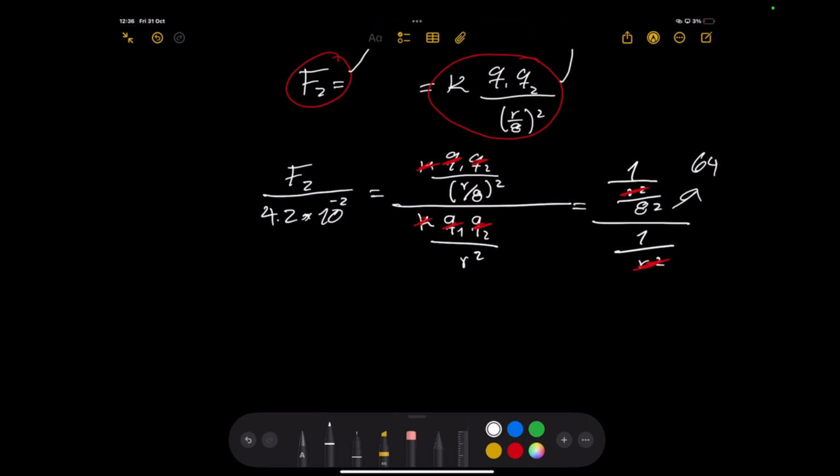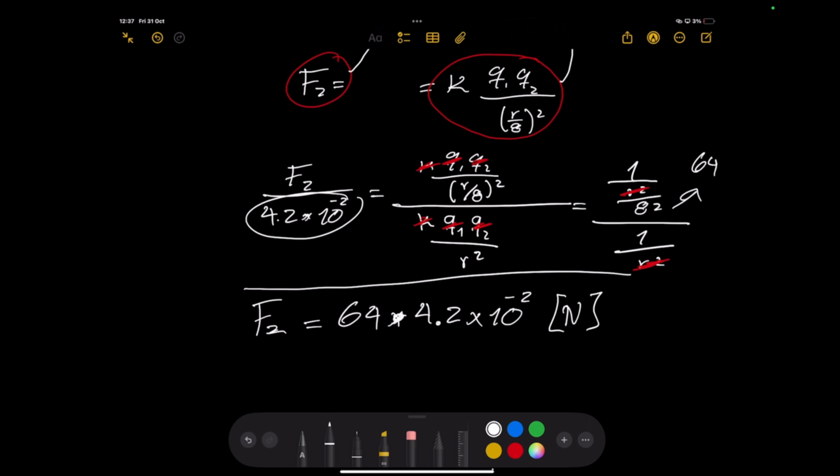And then we could say that F2 would be 64 times this value, right? And this is the final answer.